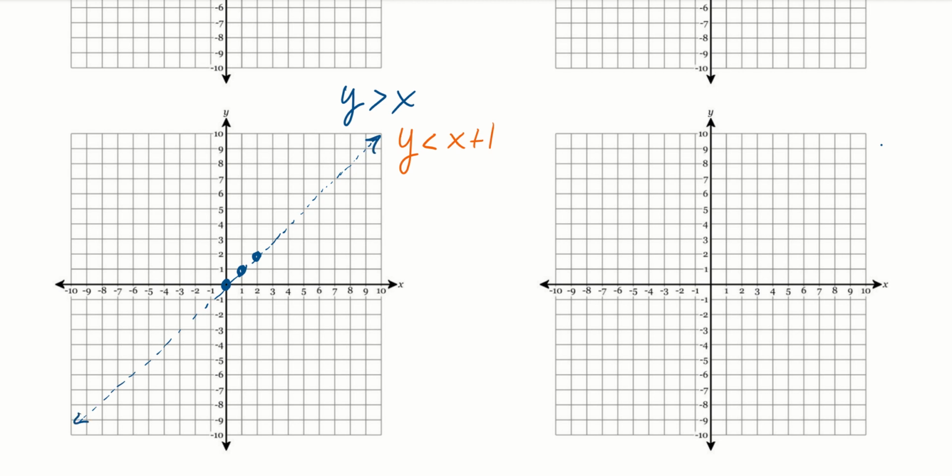And then y is less than x plus 1. There, my y-intercept is 1, and my slope is 1. So up 1 over 1, up 1 over 1. Same thing, dotted line. So we have two parallel lines. They're not intersecting, but there is a region of overlap.